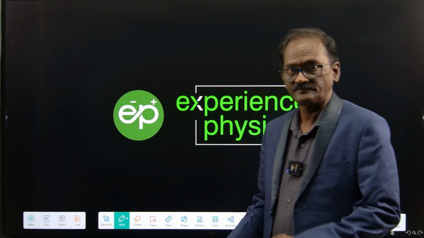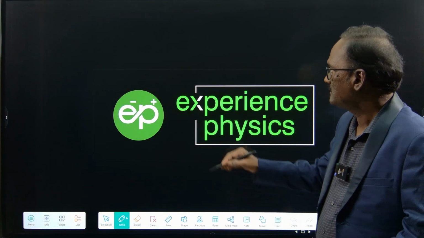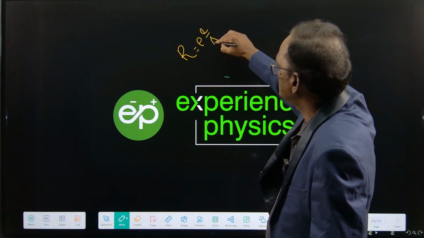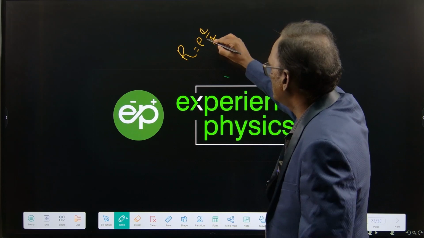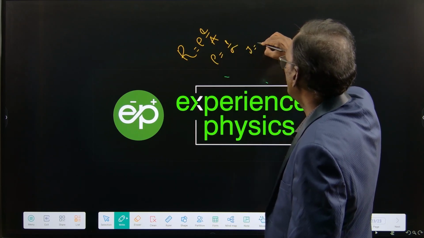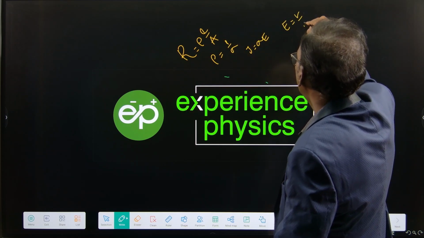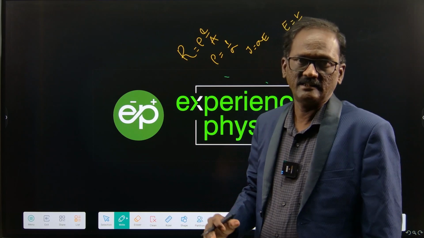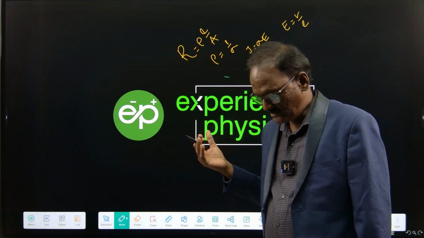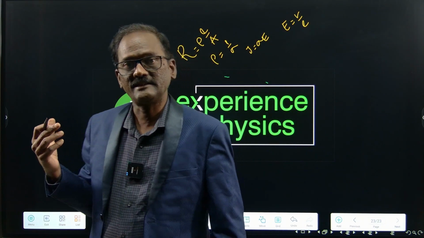So we have come to the end of this video lecture. Just the fundamental formula R is equal to rho L by A. Then rho is equal to 1 by sigma. J is equal to sigma E. E is equal to V by L. Then method of error analysis. These are the things I have used to solve a few examples under the topic specific resistivity and resistance.